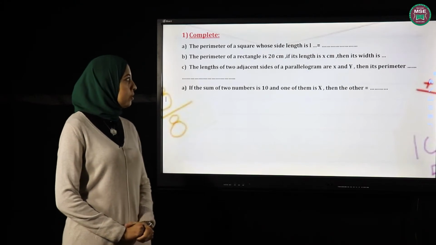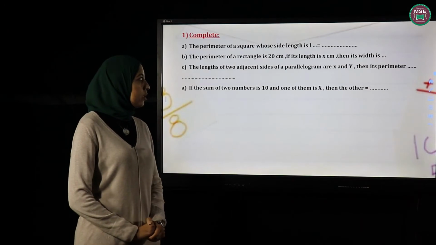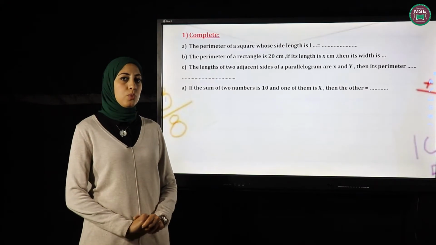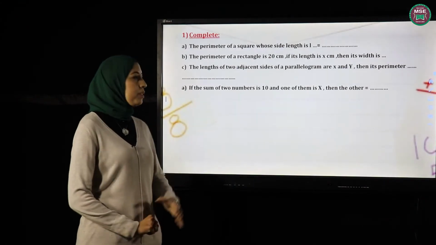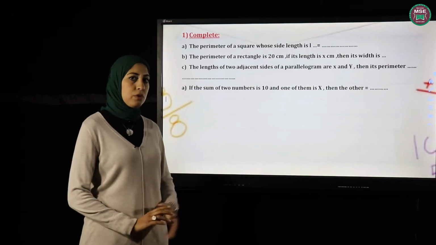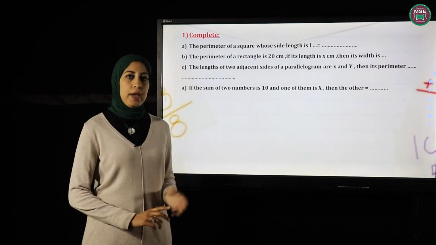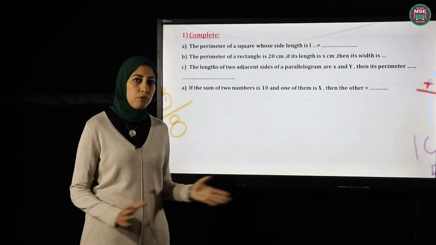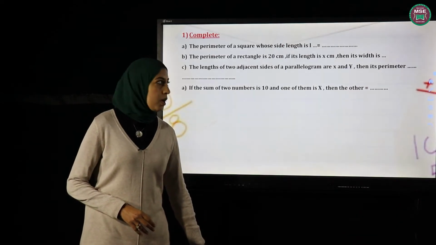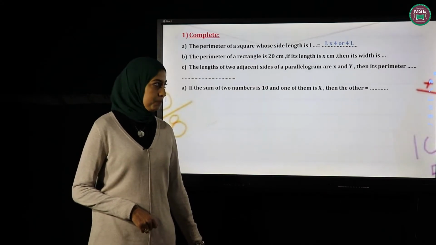Complete: the perimeter of a square whose side length is L. What is the perimeter of the square if its side length is L? Okay, we all know that the square has 4 equal sides. So to get the perimeter is what? The sum of all sides. So I will write L plus L plus L plus L, 4 times. Instead of writing L plus L 4 times, I will write L times 4 or 4L.